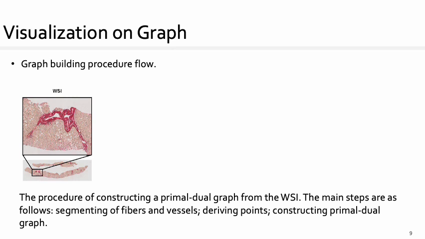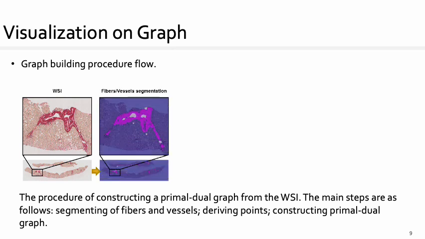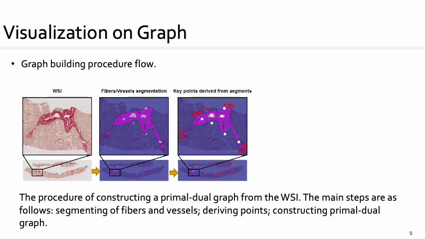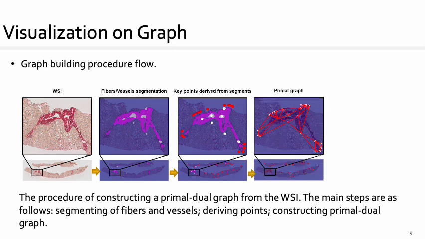Here, we further demonstrate the graph building procedure. Given the whole slide image, we will first identify the fiber and vessel regions, rendered in purple and white. When deriving key points from these segments, the key points are located at vessels around the fibers. The primal graph is built from these key points. Then, the dual graph is obtained by transforming the graph edges into nodes.